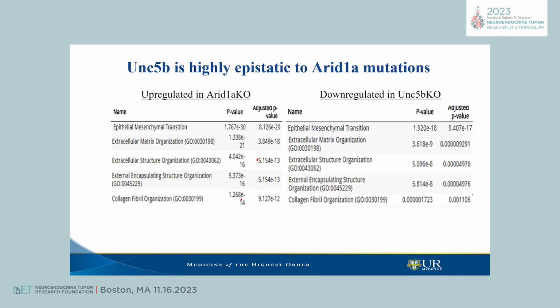In ARID1A mice, the knockout itself causes many changes. 2,000 genes get changed, but the number 1 is EMT, and these are the number 2, 3, 4, 5.